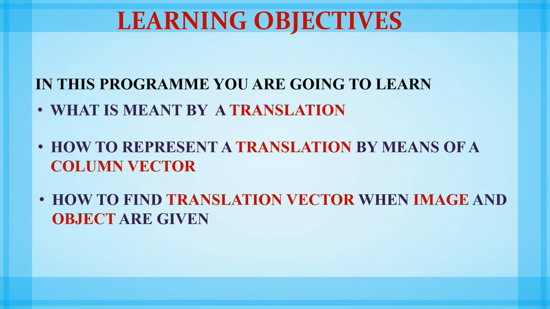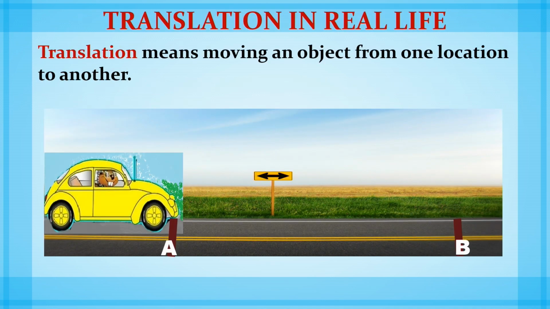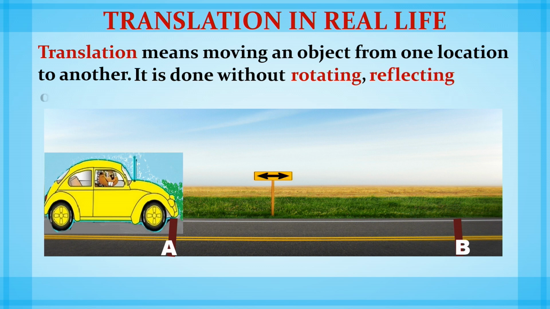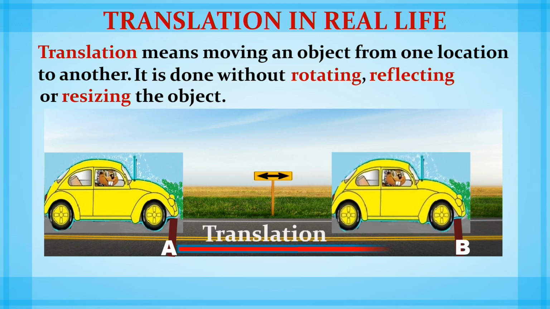Students, remember, in the previous videos, we talked about vectors. And now it's time to talk about translation. Translation means moving an object from one location to another. It is done without rotating, reflecting, or resizing the object. Well, an example of translation in real life can be illustrated by the movement of a car from a point A to a point B.